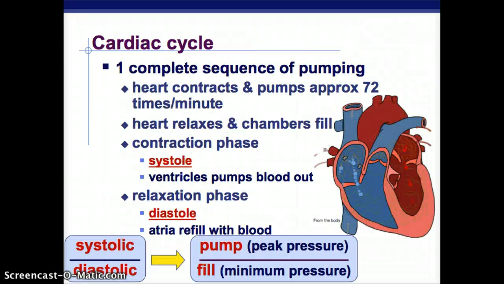Alright, so your cardiac cycle, one complete sequence of pumping. The heart contracts and pumps 72 times a minute. So the heart relaxes, chambers fill up, and then it contracts, and that's called systole, and that's where the ventricles pump blood out. And then the relaxation phase, diastole, is when the atrium refill with blood. So systolic is pumping, diastolic is filling. So low pressure at fill, high pressure at pumping.